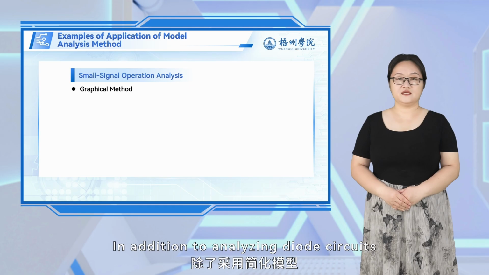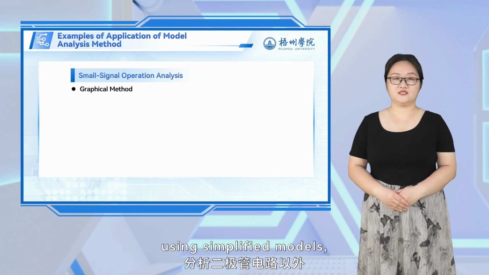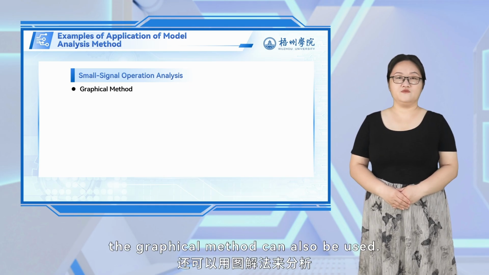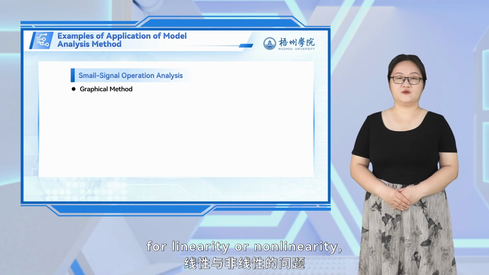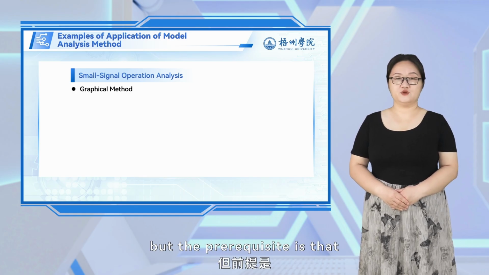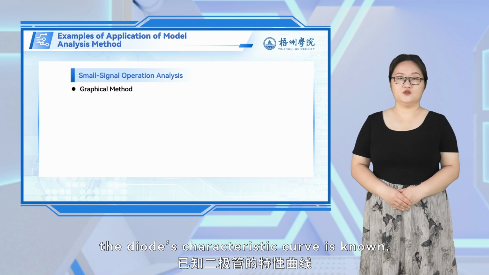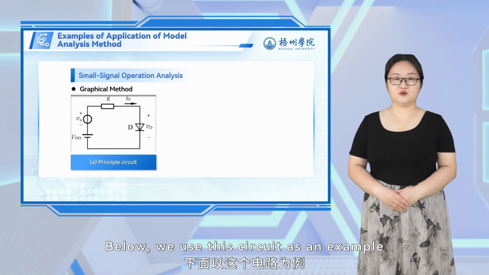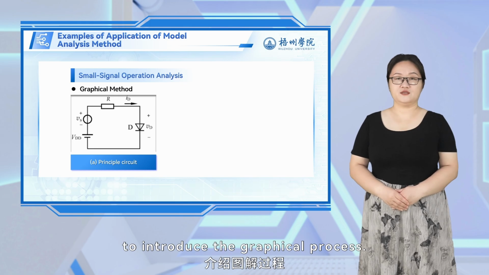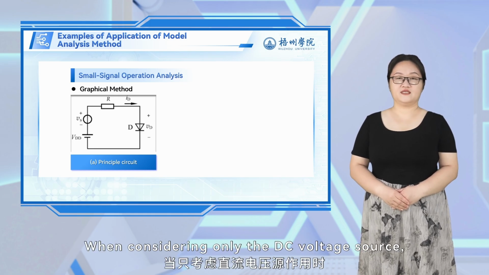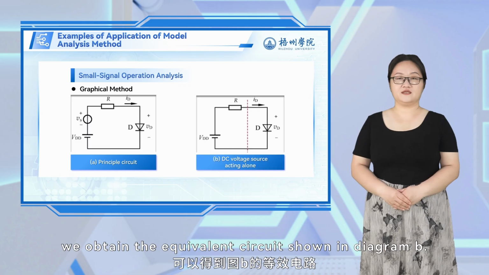In addition to analyzing diode circuits using simplified models, the graphical method can also be used. The graphical method does not require concern for linearity or nonlinearity, but the prerequisite is that the diode's characteristic curve is known. Below, we use this circuit as an example to introduce the graphical process. When considering only the DC voltage source, we obtain the equivalent circuit shown in diagram B.